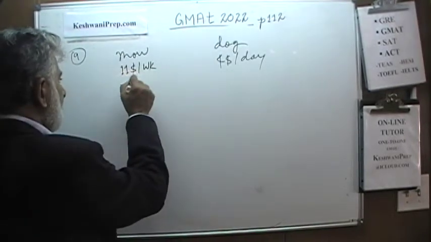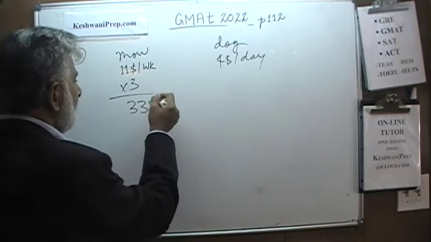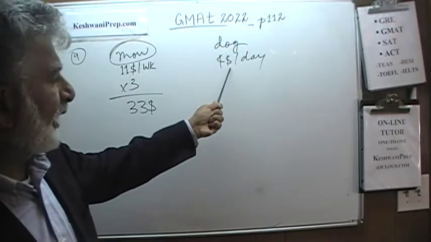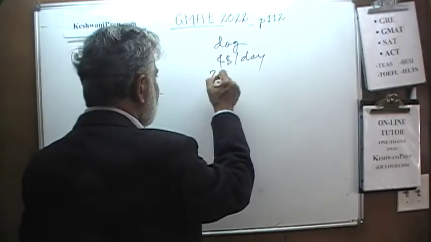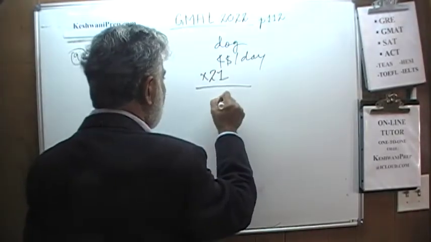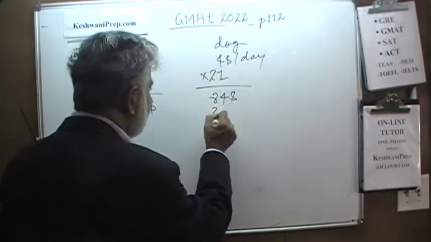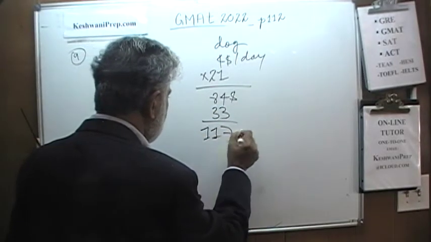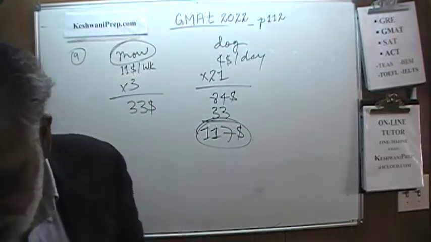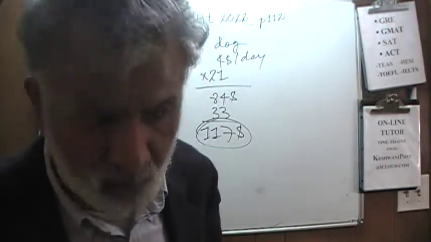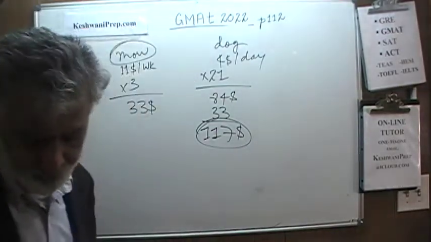In 3 weeks' time, we're going to make $33 for mowing the grass, and in 3 weeks' time for walking the dog, we're getting $4 each day. 3 weeks is 21 days, so it looks like we're going to make $84 for walking the dog. Very good. It looks to me that we're going to make $117 for mowing the neighbor's grass and walking their dog every day. And when they come back from the vacation after 3 weeks, that's what they're going to pay us, $117.